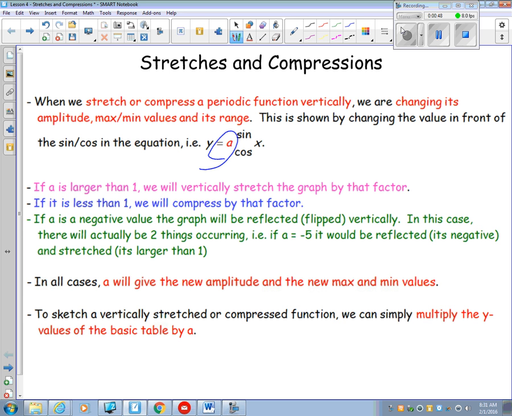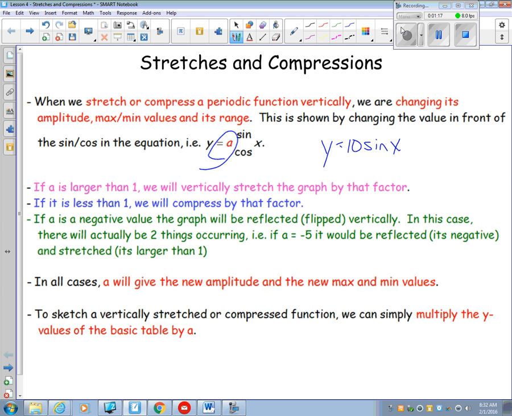So for example, if a was 10, if we had y equals 10 sine x, our graph would be 10 times as tall vertically. Our amplitude would now be 10. Our general rule is any value bigger than 1 will stretch your graph vertically. Anything less than 1, so a fraction, a half, a quarter, a fifth, will compress the graph vertically. And negatives actually reflect the graph.